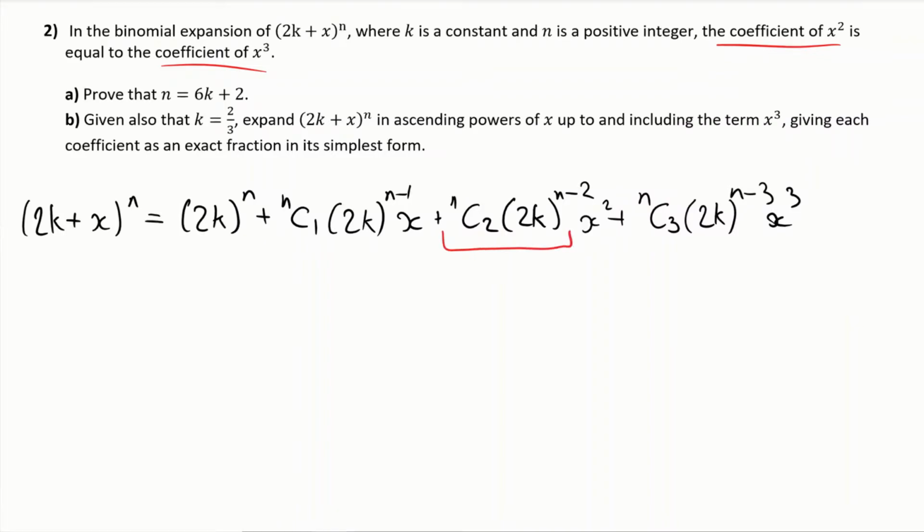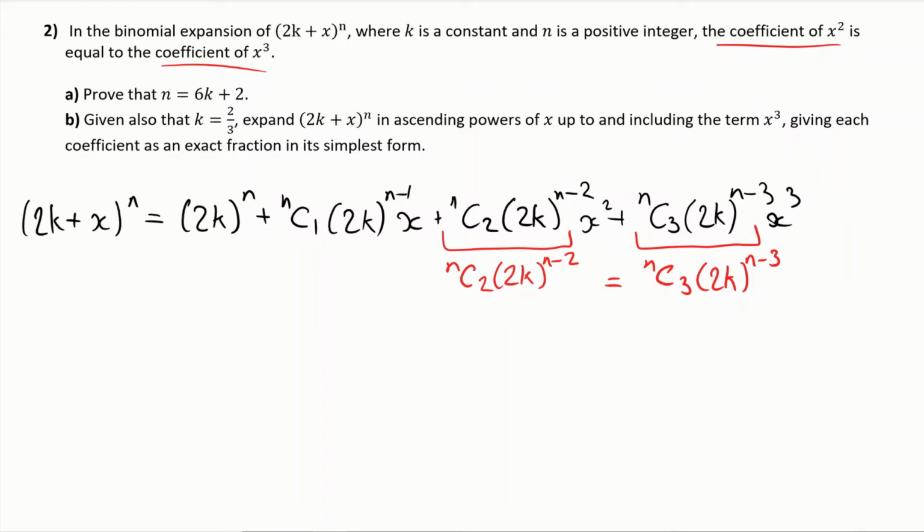Now, they mentioned that the coefficient of x squared is equal to the coefficient of x cubed. This is very important information. They never give us information for no reason. So, let's look at the coefficient of x squared. That can simplify to nC2 times (2k)^(n-2). And the coefficient of x cubed is nC3 times (2k)^(n-3). And they mentioned that they're equal to each other, so we can equate them.